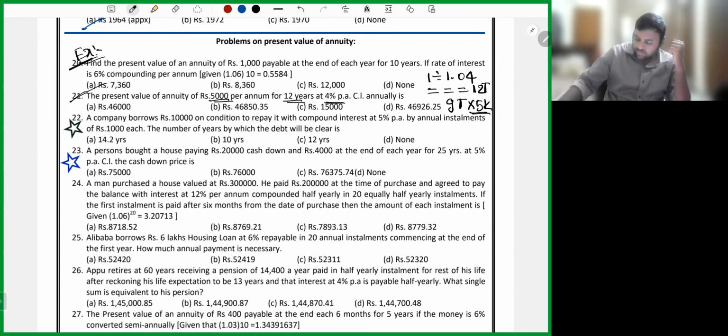1 divided by 1.04, equal to symbol 12 times: 1, 2, 3, 4, 5, 6, 7, 8, 9, 10, 11, 12. Grand total. You will get 9.3850 into 5,000. So it's simply 46,925, approximately 46,926. One rupee here and there is completely fine.